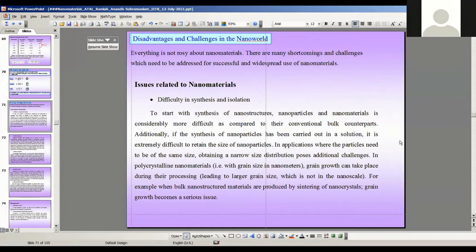Now, you should not end up thinking that all is hunky-dory and all is fantastic with nanomaterials. There are a lot of problems. Until all these problems are solved, we cannot use these materials in a widespread manner. So some of these difficulties I'm highlighting here. The first one is difficulty in synthesis and isolation. That means sometimes you can make nanoparticles, but you cannot isolate them.